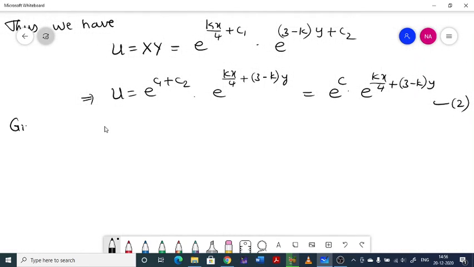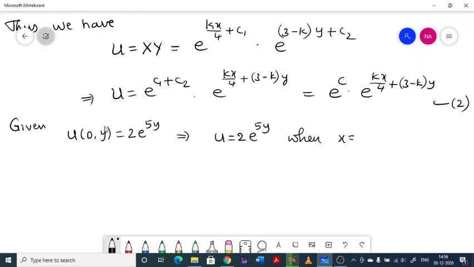Given u of 0 comma y equal to 2 into e power 5y. What is the meaning of that? The meaning of this is u equal to 2 into e power 5y when x is 0. Using this in equation 2, so I will get 2 into e power 5y equal to e power c into e power, I have to put x equal to 0, right? So 3 minus k into y.